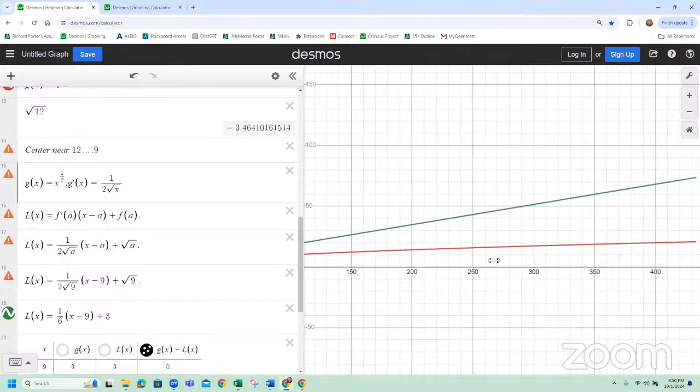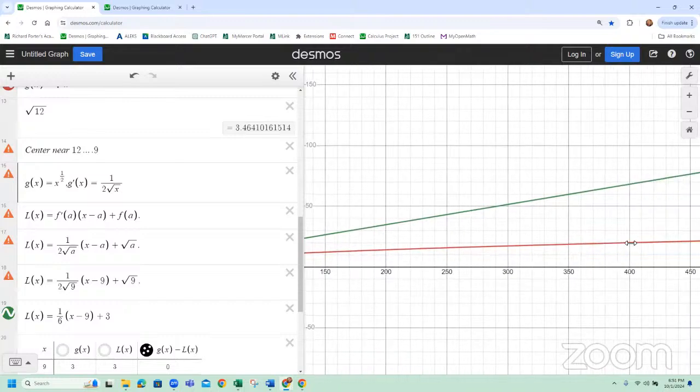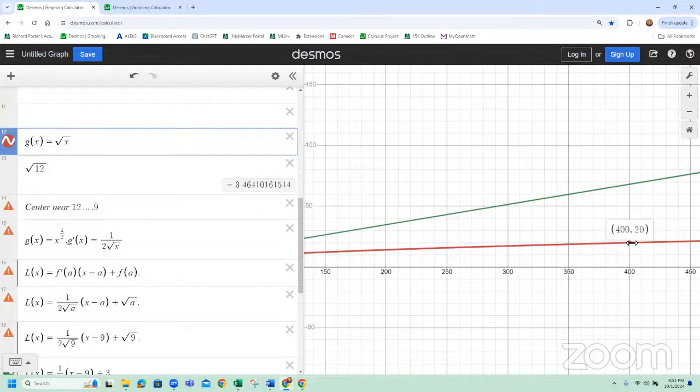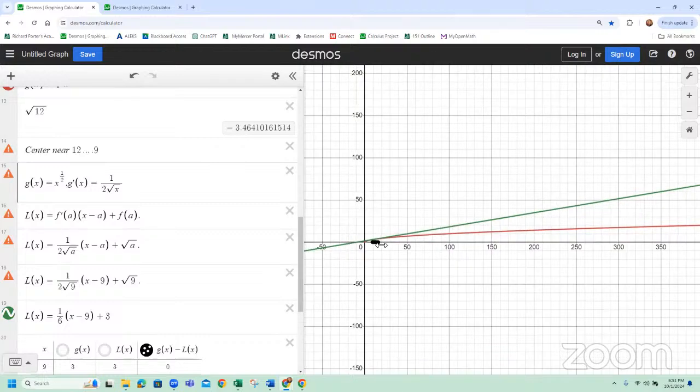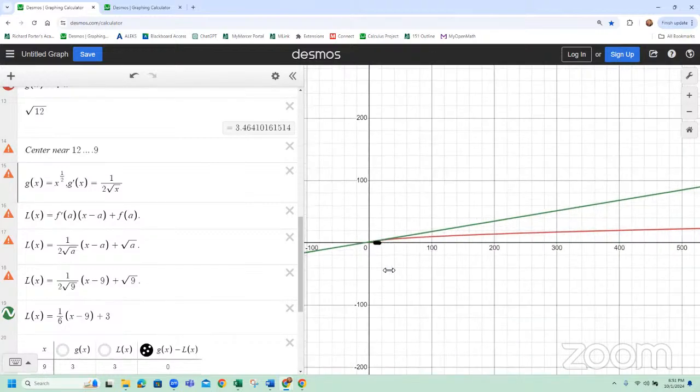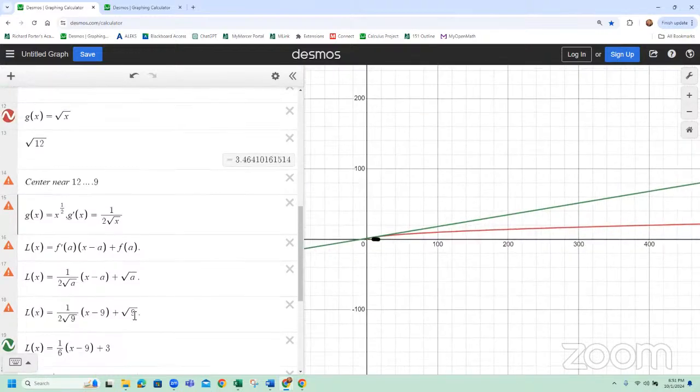So if I want something like the square root of 400, square root of 400 I know is 20. Square root of 400, 20. But our local linear says this, it's 68. Okay, so obviously you have to stay local. You only get good answers when you stay local to whatever your A value is.